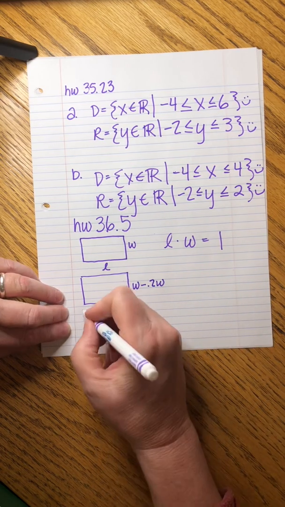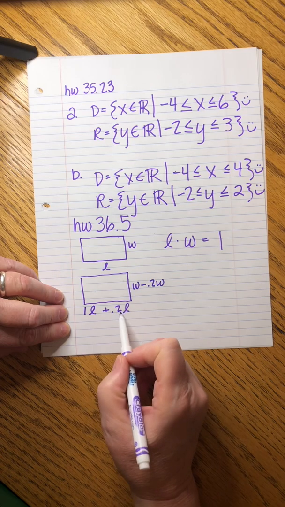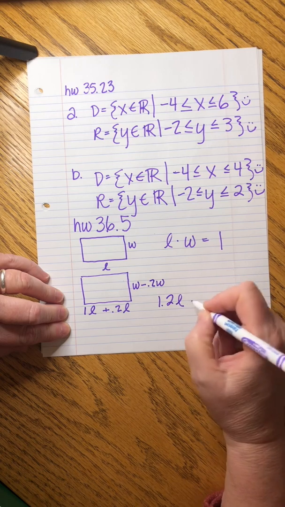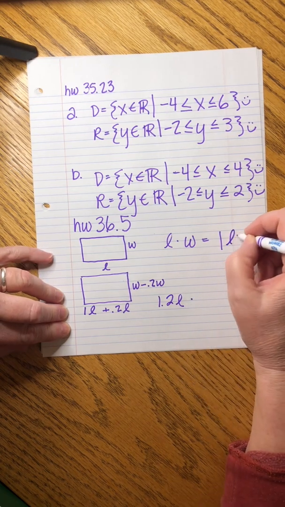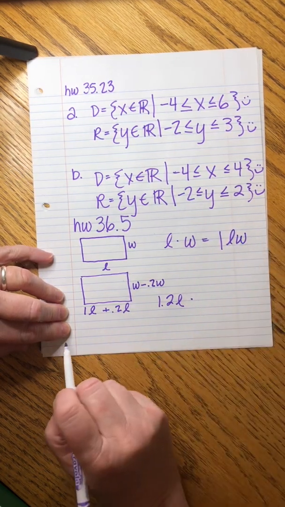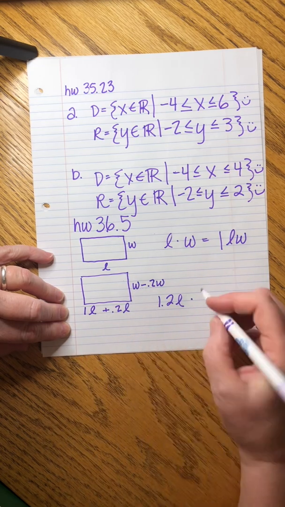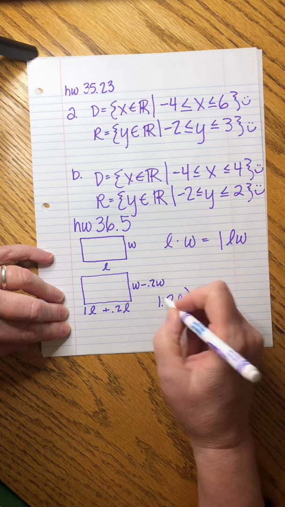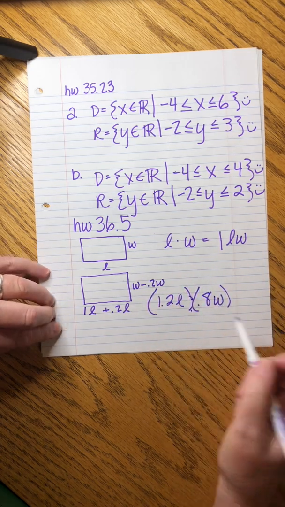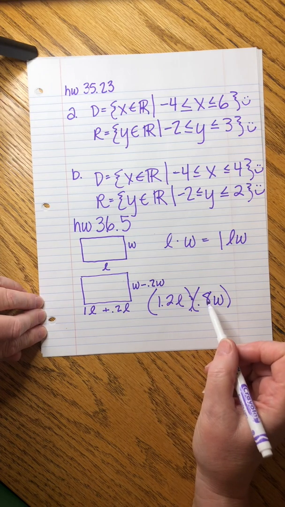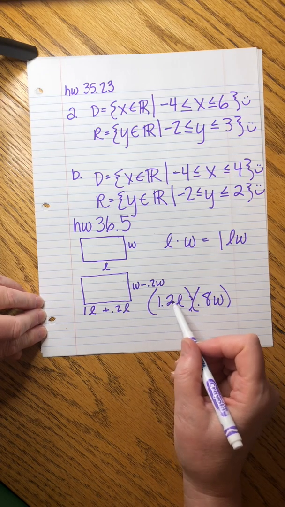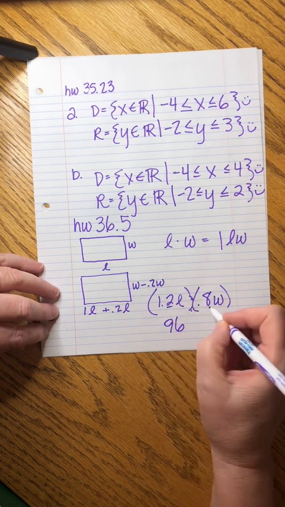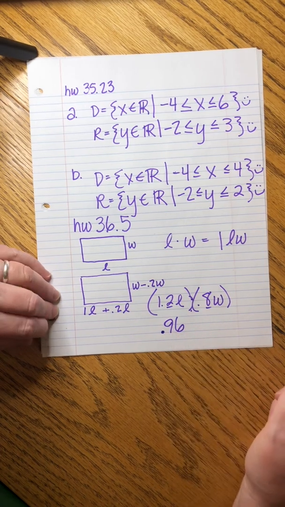If we add, this is like a 1L, right? So 1L plus 0.2L, that tells us we have 1.2L times, and here we should put the units here, 1 LW. And this is times 0.8 times the width, right? Here, I'll put these in parentheses so you can see it better. When we multiply, I know I can do 12 times 8 in my head. That's 96. But I see 2 decimal places, so that tells me the decimal goes right there.